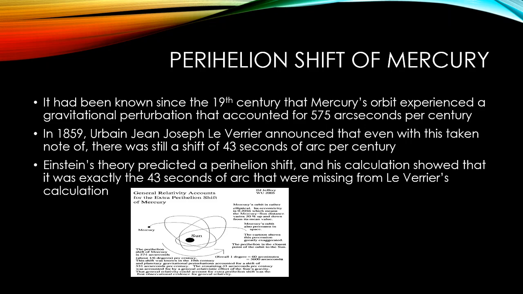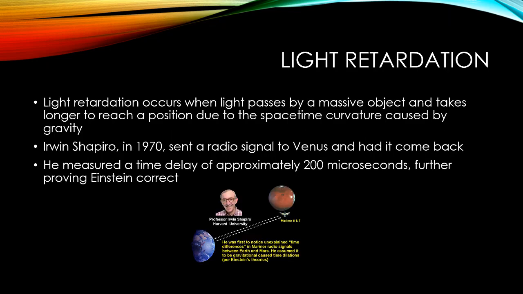So the perihelion shift of Mercury is something that had been known about since the 19th century, and it's due to a gravitational perturbation that accounted for 575 arc seconds per century. In 1859, Leverrier announced that even with this taken into account, there was still a shift of 43 seconds of arc per century, and Einstein's theory predicted a perihelion shift, and his calculation showed that it was exactly the 43 seconds of arc that were missing from Leverrier's calculation.